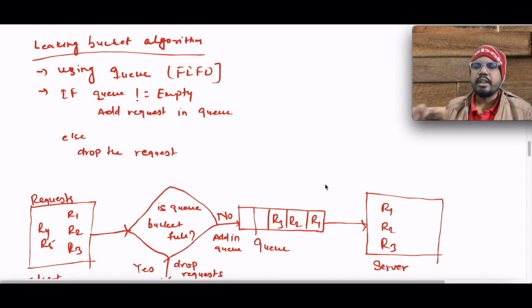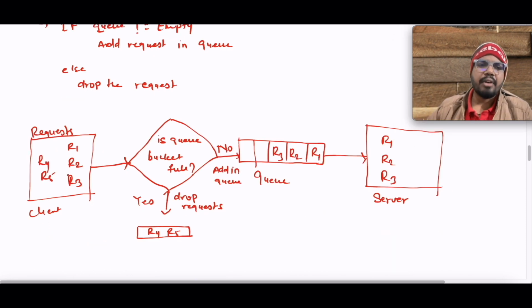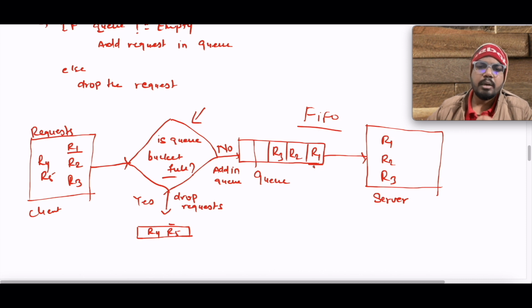If the bucket is not full, then the request will be added to the queue, and then those requests will be passed to the server. In this example, we have 5 requests, and here we are implementing the queue mechanism, the leaking bucket algorithm. It checks whether the queue bucket is full. If it is full, drop the request. If not full, add the request into the queue. So when the first request, request 1, comes, the queue is empty at that time, so the request will be added.